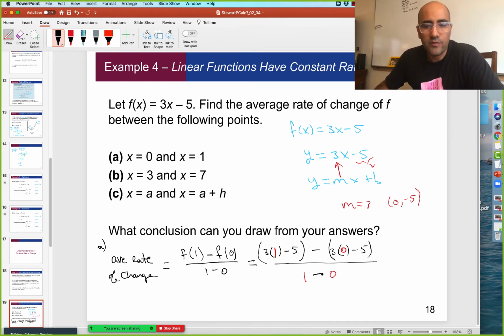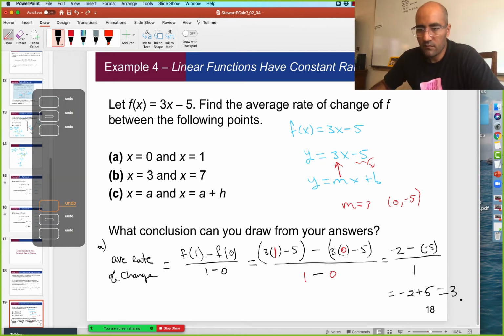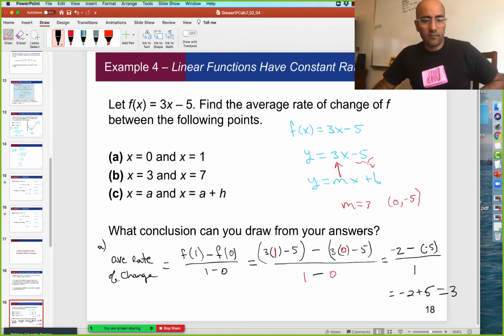And then all we have to do is simplify this. So this is going to be 3 minus 5, that's going to be negative 2. Negative 2 minus 0 minus 5, that's going to be negative 5 as well. Here, all over 1 minus 0 is just 1. So this becomes negative 2 plus 5 all over 1. So the whole thing is just going to be equal to 3. Good. Any questions?